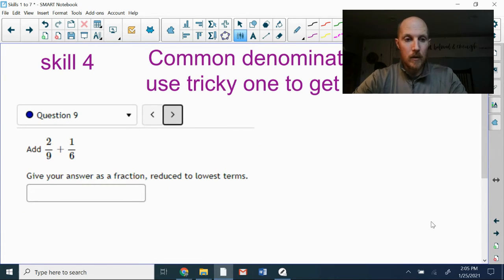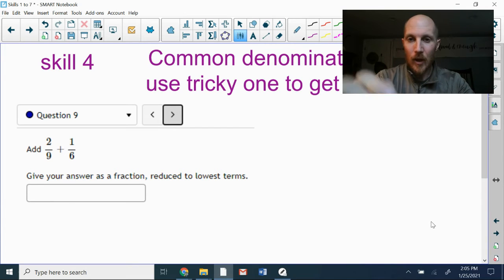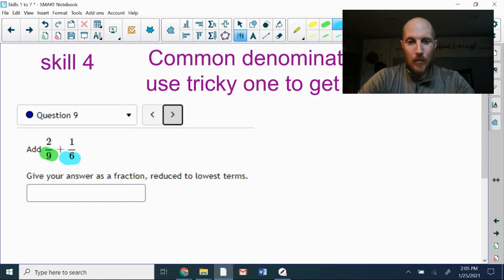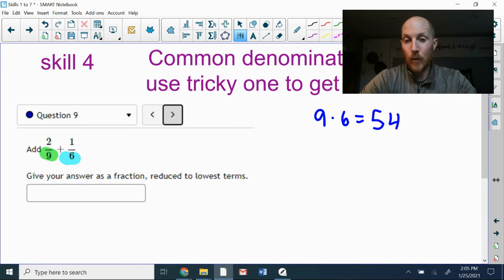Question 9, again, is adding fractions. This time I don't have a common denominator. I've got different denominators: a 9 over there and a 6 over here. So what I need to do is get a common denominator. I am going to ask myself, what is a common multiple for 9 and 6? One way to do this is to just multiply the 9 and the 6 together, and that will give you a common denominator. You could use 54. That will work. I prefer to use the least common denominator. I would rather work with smaller numbers. So I know that both 9 and 6 will multiply into 18, and so I'm going to use 18.